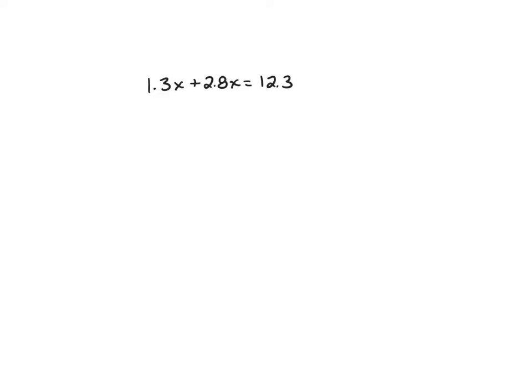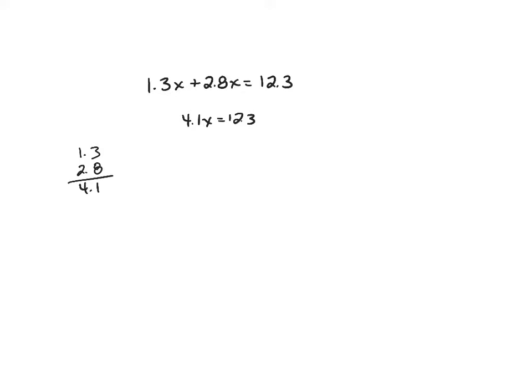I mentioned that in this section you might also have to deal with decimals. So here I have a problem, 1.3x plus 2.8x equals 12.3. The very first thing to do is to combine like terms if possible. So I can add that 1.3 and 2.8 because they are both with x's, and when I do that I get 4.1. So what I have is I have 4.1x is equal to 12.3.